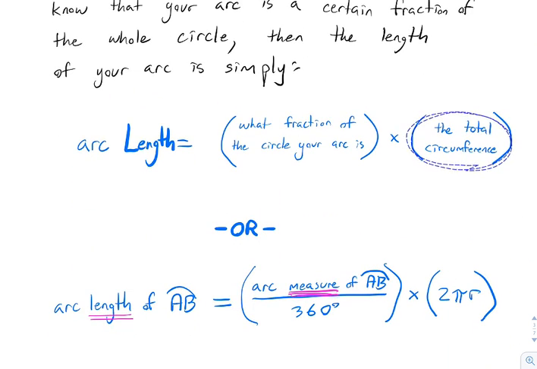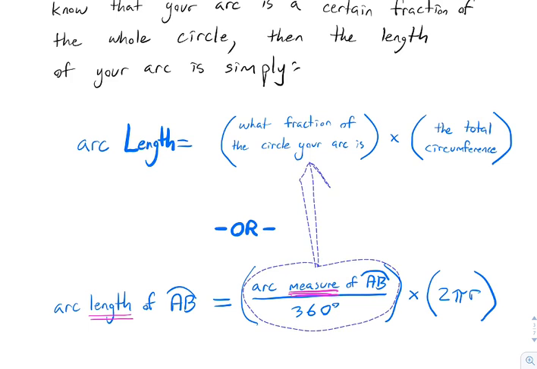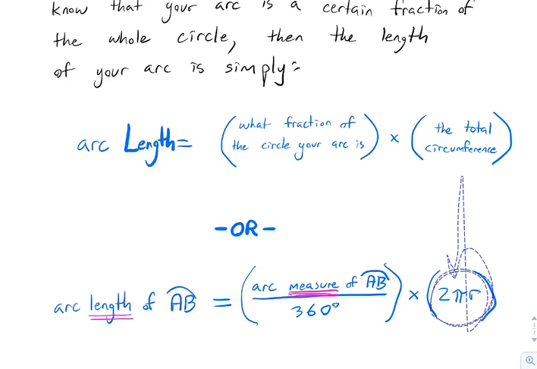Okay, sorry. So simplifying that a little bit, or writing it a little more mathematically, what we've got is the arc length of some arc AB is equal to the arc measure of AB over 360 degrees. So how many degrees out of the 360? That's the same as what fraction you're dealing with. So arc measure over 360, and then times the total circumference, where we just use the formula 2 pi r.